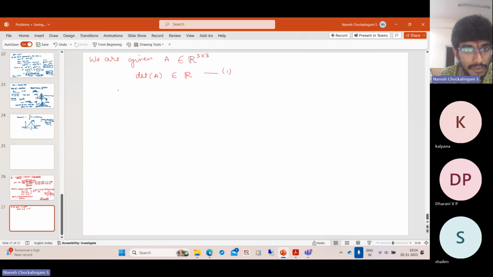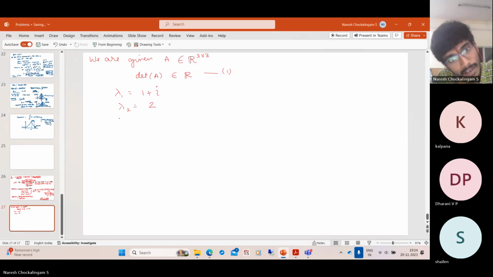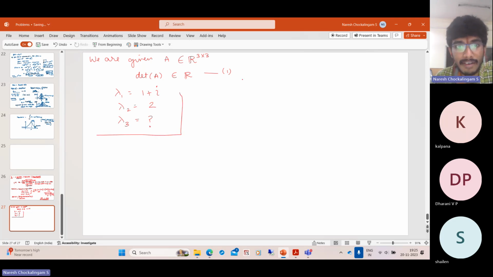And what are its eigenvalues? Eigenvalues are, so lambda 1 is equal to 1 plus i. Lambda 2 is equal to 2. And what is lambda 3? So yeah, this is okay. This is the question we have.